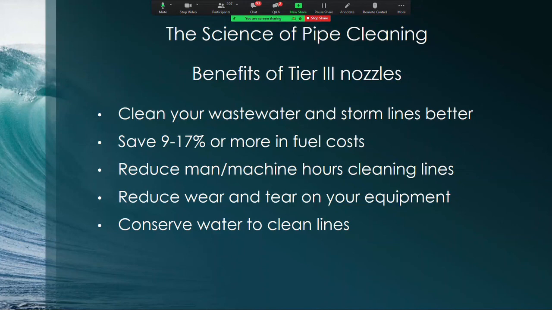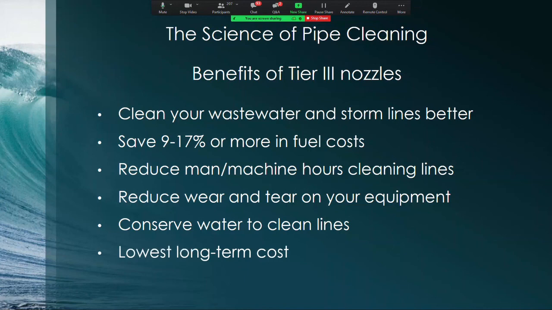I've actually worked with a contractor in Montreal, and he's saving on average in his trucks between 15 and 20 liters of fuel every day based on what he used to do, and his productivity has increased between 10 and 15%. Man hours, machine hours go down for cleaning lines. Wear and tear goes down for all the reasons we spoke about. And here we talk about conserving water to clean lines.